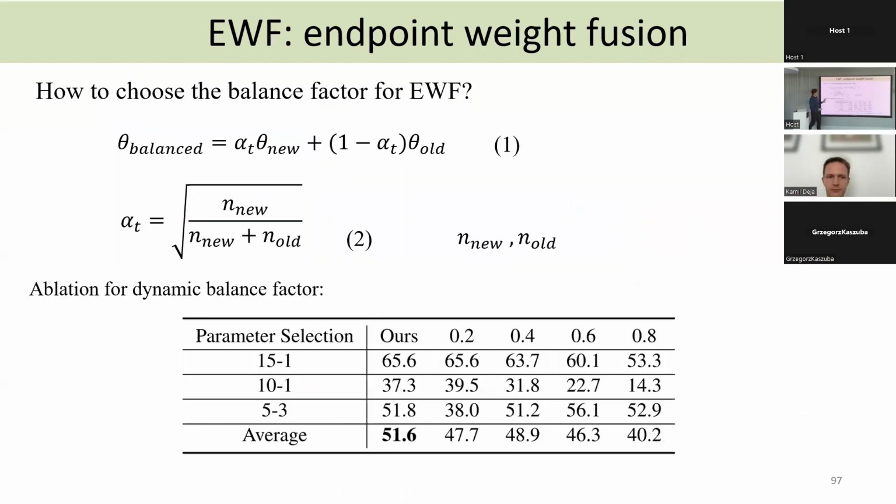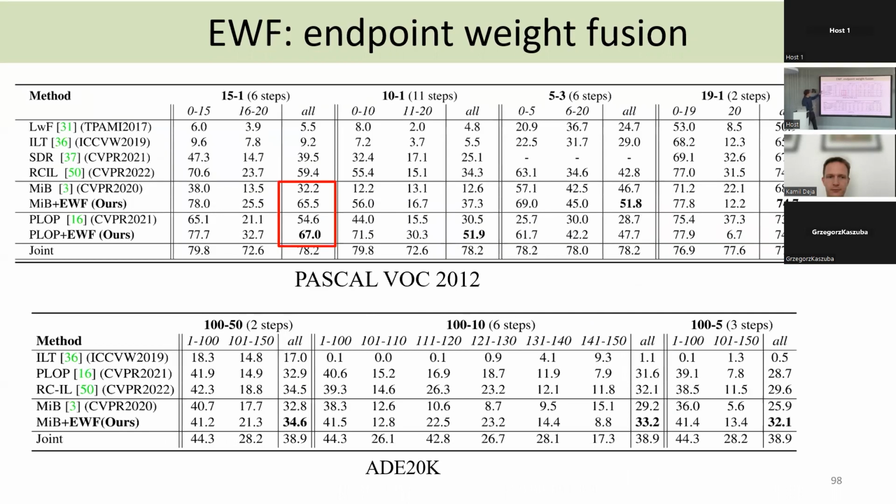That's also why in MIB it's a fancy distillation loss, especially designed for this incremental learning setting. There you also apply the MIB algorithm, and at the end, you just sum it with the previous model. Average.